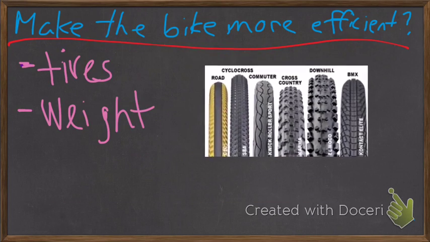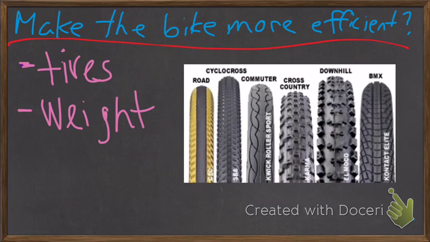There we go. So here's an example of a whole bunch of different tires. Depending on which one you have, you're going to have different amounts of friction against the substrate or the terrain. So for example, a downhill tire is going to have lots of friction, whereas your road bike, this one here, will have less friction so that you get more efficiency and it's easier to pedal.